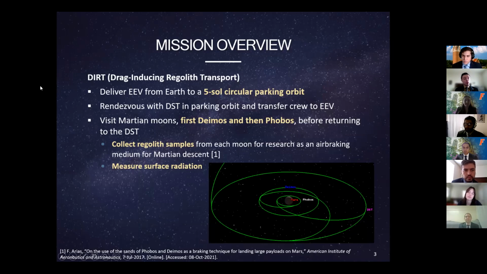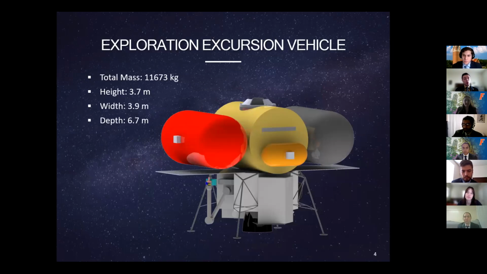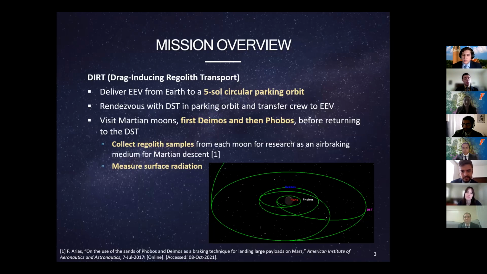I'll start off with a brief overview of our mission. So our mission is called DIRT, which stands for Drag-Inducing Regolith Transport. Now, our mission involves delivering an exploration excursion vehicle from Earth to a 5-sol circular parking orbit around Mars.